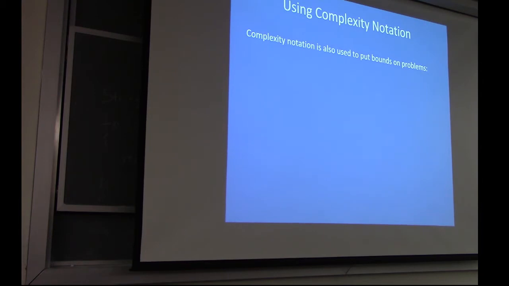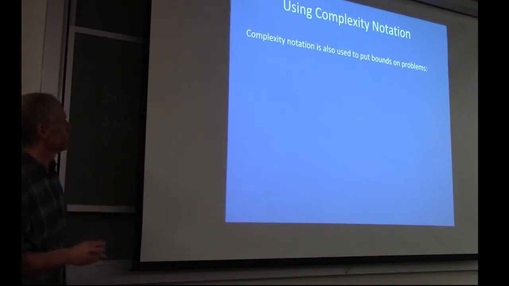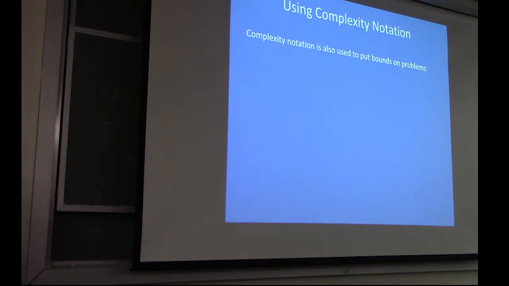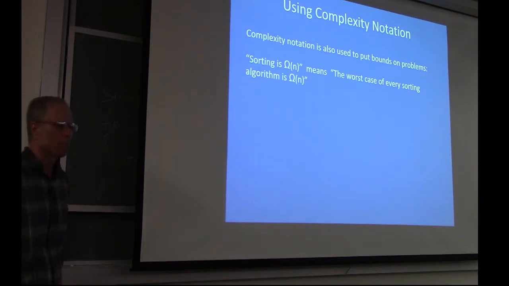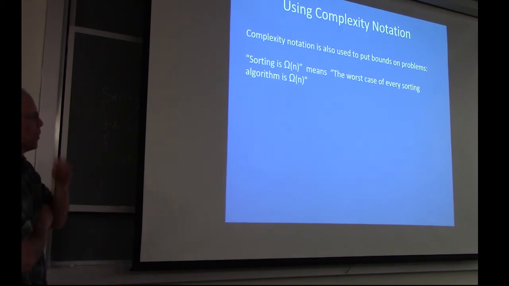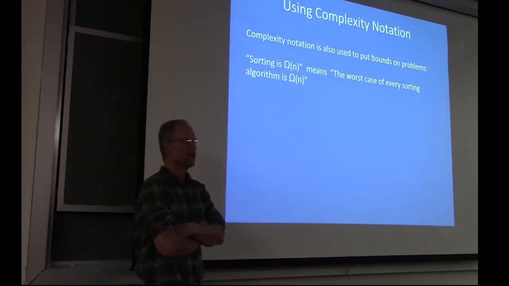Now, besides using complexity notation to put bounds on algorithms, we also commonly use it to put bounds on problems. But the conventions here are a little bit different than you might expect. When I say sorting is omega of n, the problem of sorting an array of n things into order is omega of n, what I'm saying is the worst case of every sorting algorithm is omega of n. I'm saying there is some input that will require at least linear time.